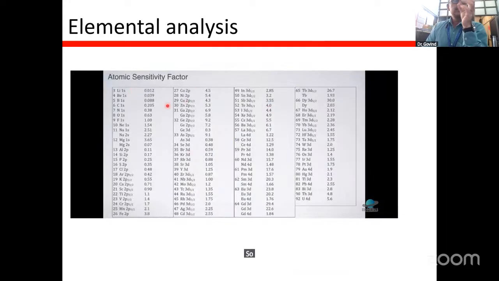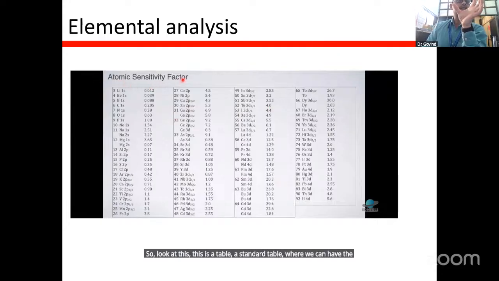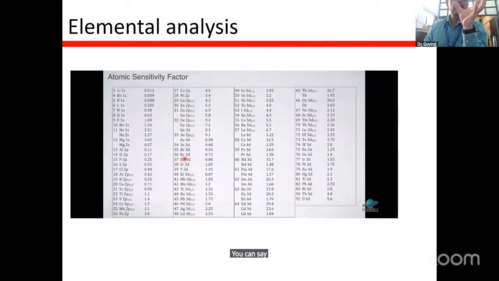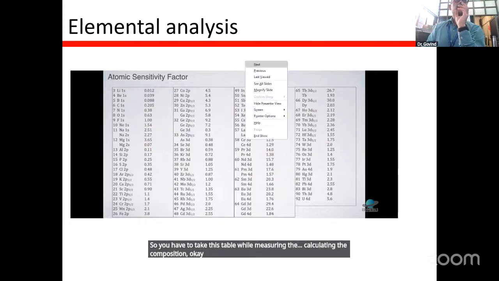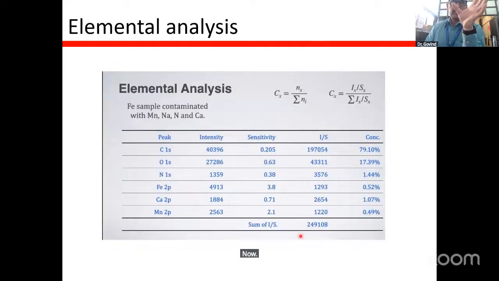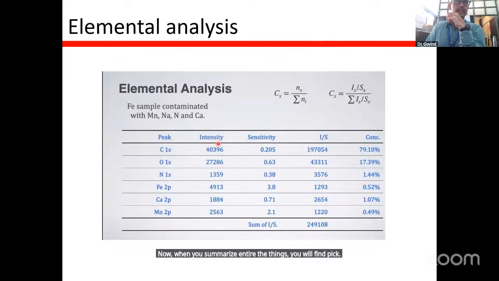So look at this. This is a standard table where we have the atomic sensitivity factor. You can say it is a correction factor for each element. So look at this, carbon is having 0.205, and Fe is having 1. This is standard data available, so you have to take this table while calculating the composition. Now, when you summarize the entire thing, you will find the peak and their intensity. That is the intensity here.